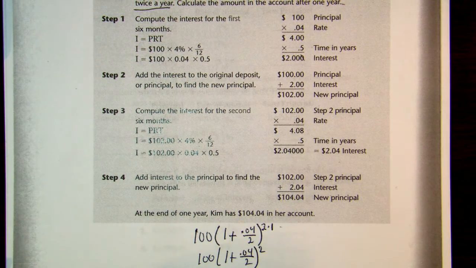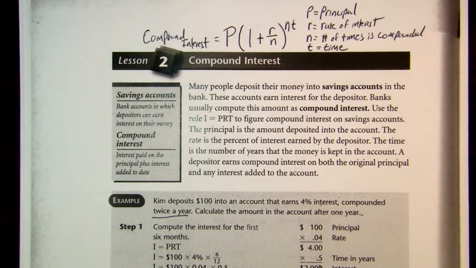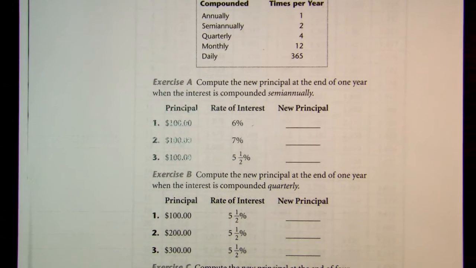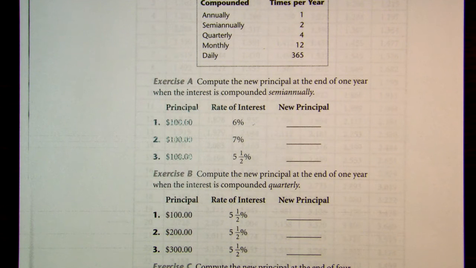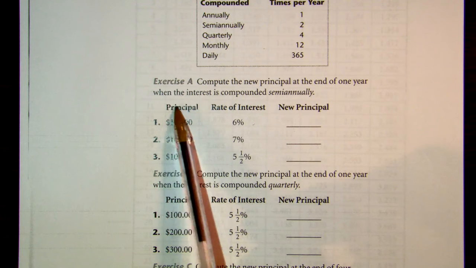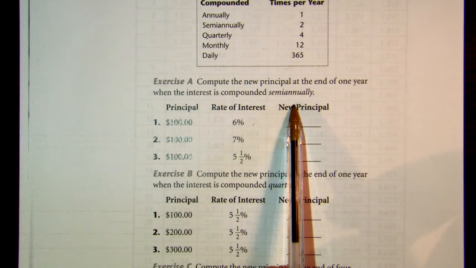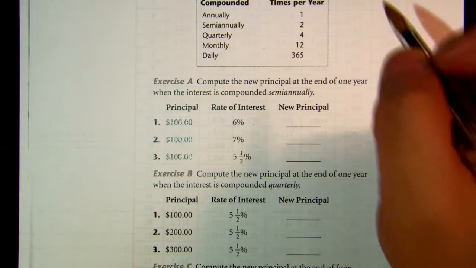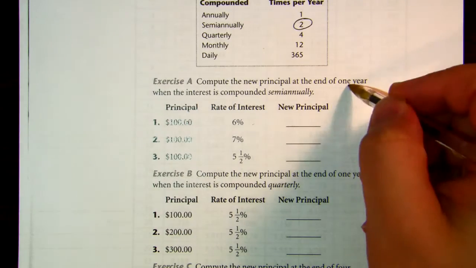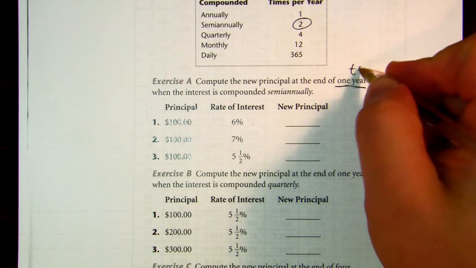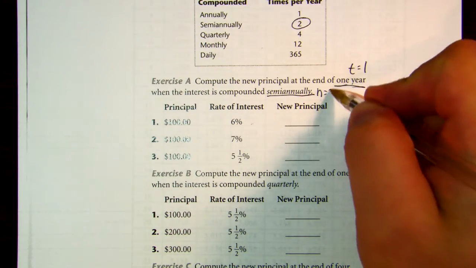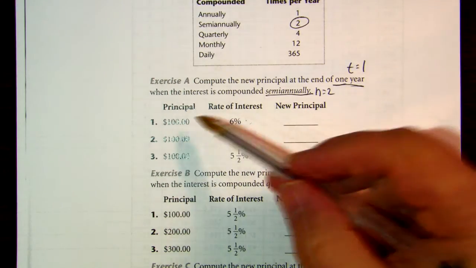So let's do exercise A. We'll do a few examples there. Exercise A says that we're going to compute the new principal at the end of 1 year when the interest rate is compounded semi-annually. Okay, semi-annually means twice per year, and we want to know for 1 year. So our T is 1. Semi-annually means N equals 2. So now we know what the rate is. We know what the principal is.